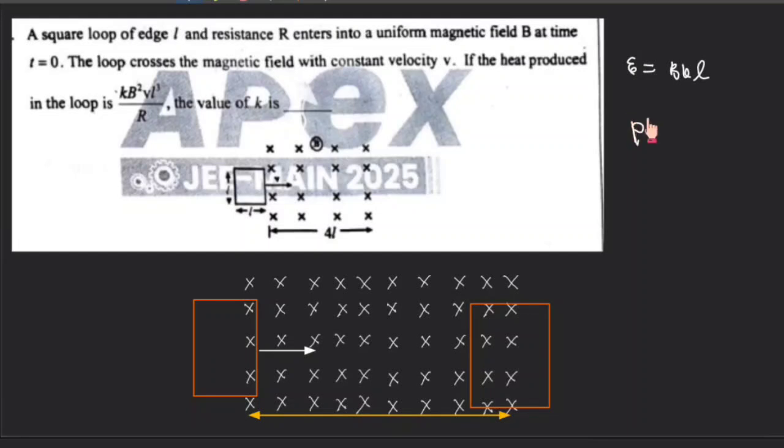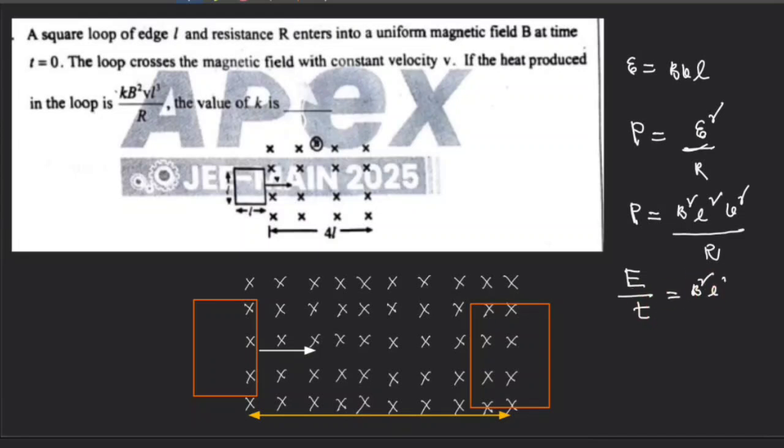This power is equal to epsilon square by R, if you guys remember V square by R. Epsilon square by R. Again, this epsilon square can be written as B square L square V square by R, that is the power. But you need to find out energy here. Power can be written as energy by time, that will be equal to B square L square V square by R, right?